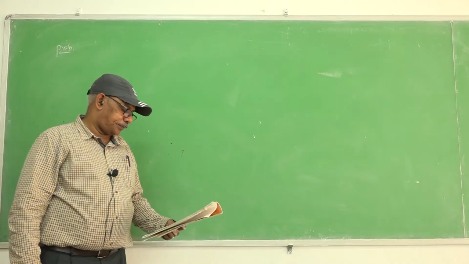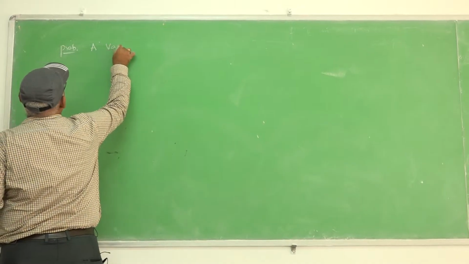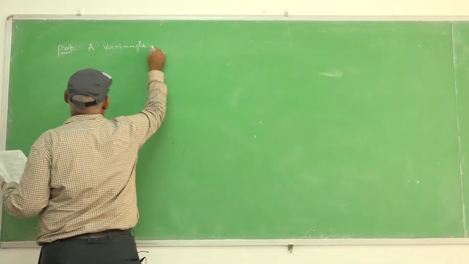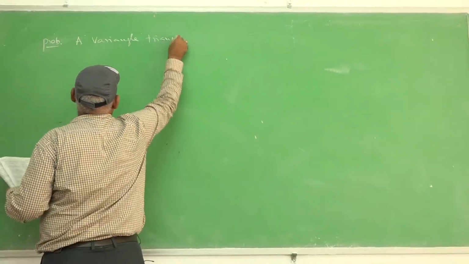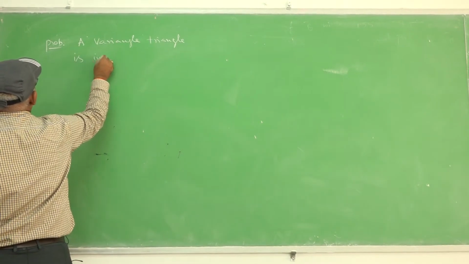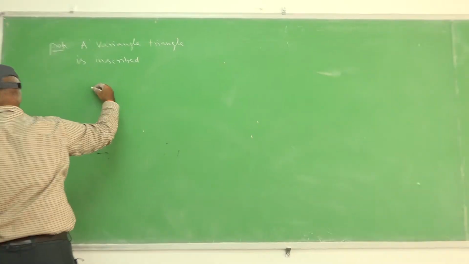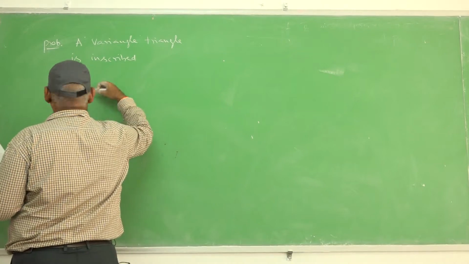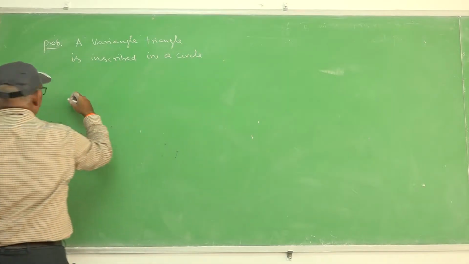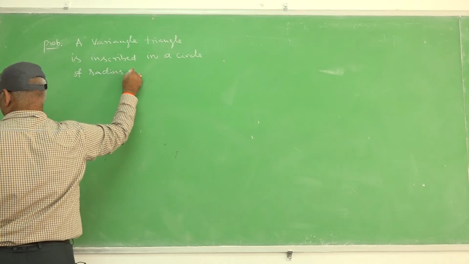Another problem. A variable triangle is inscribed in a circle of radius R, capital R.